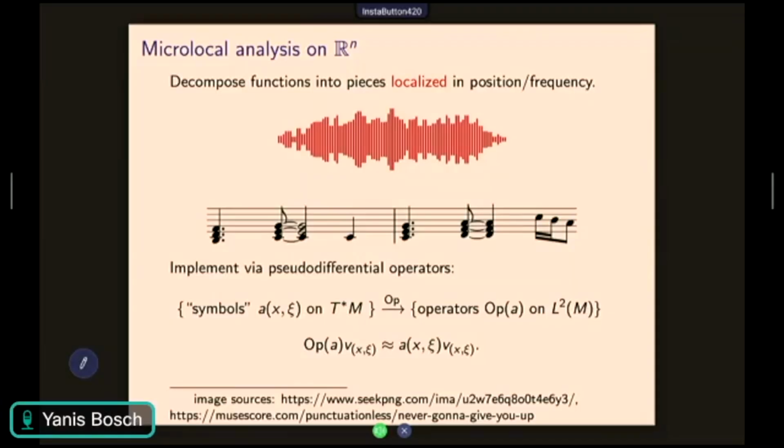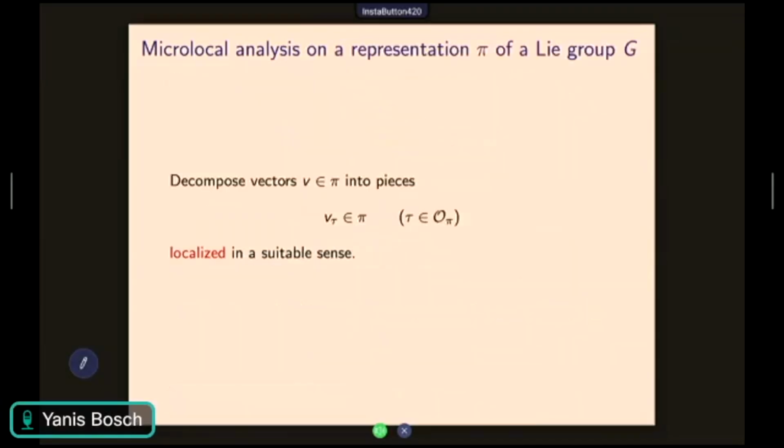So there's a very natural analog of microlocal analysis in the setting of a representation of a Lie group, which again consists of taking an arbitrary vector. A vector you should think of as now being like a waveform describing some audio and decomposing that into pieces. So the pieces I'll call V tau, which you should think of as something like individual musical notes that are now attached to points tau in the analog of the musical staff, which here will be the coadjoint orbit. So the coadjoint orbit plays the role of a phase space for understanding this representation microlocally. And then they should be localized in the suitable sense.